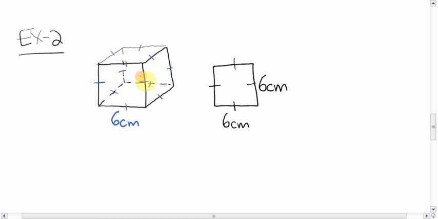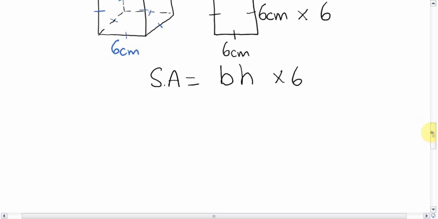Now how many sides are there in a cube altogether? We get the front and back, 1, 2, the side and side, 3, 4, the top and bottom, 5, 6. So there are 6 sides. So we'll times this by 6. So again, our formula, surface area is equal to, again this is a square, same formula of a rectangle, it's base times height. There's 6 of these sides, so we'll times it by 6, and we just plug in our numbers.